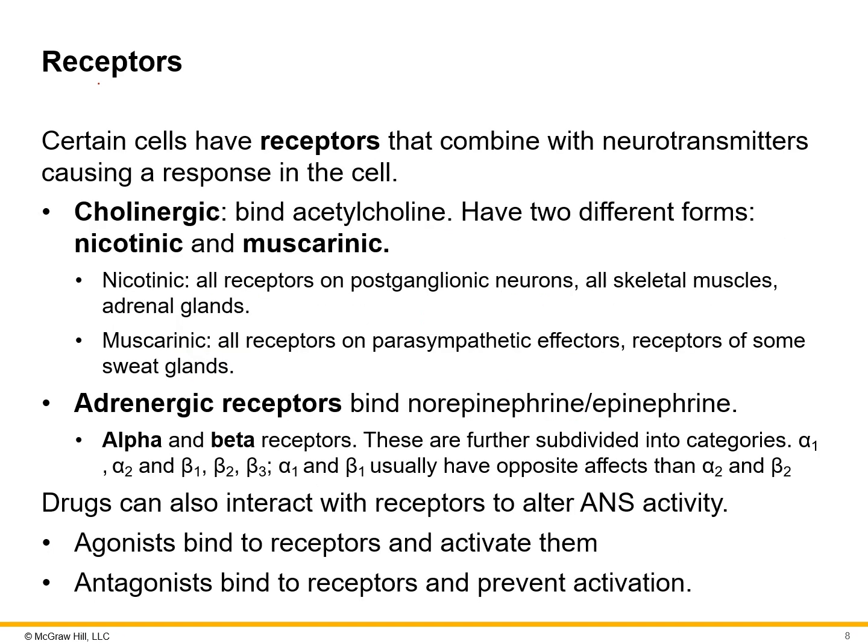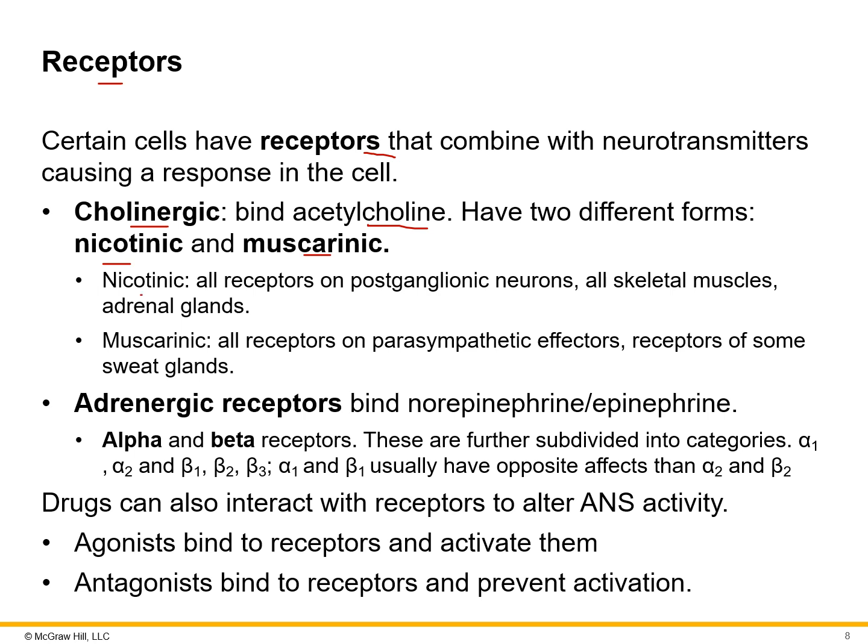All right, now what about the receptors that are receiving these neurotransmitters? Certain cells have receptors that combine those to create a response. So for example, cholinergic receptors bind to acetylcholine. We have cholinergic neurons that release acetylcholine, and we have cholinergic receptors that bind to acetylcholine. And there are two different forms of cholinergic receptors. There's nicotinic and muscarinic, and we mentioned these earlier in that summary table.